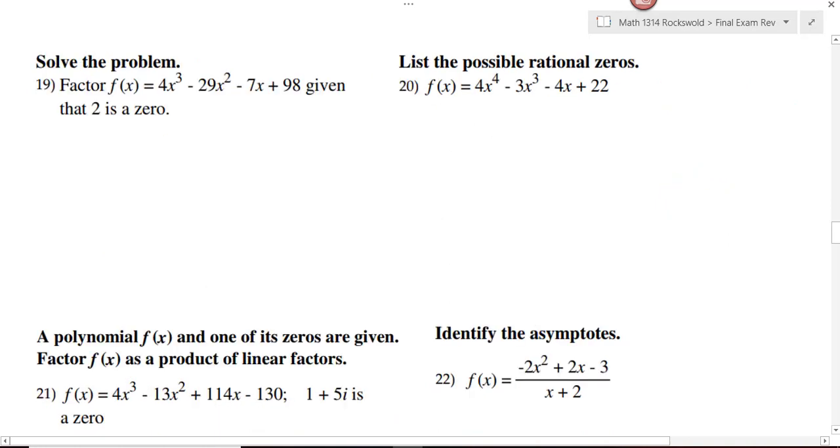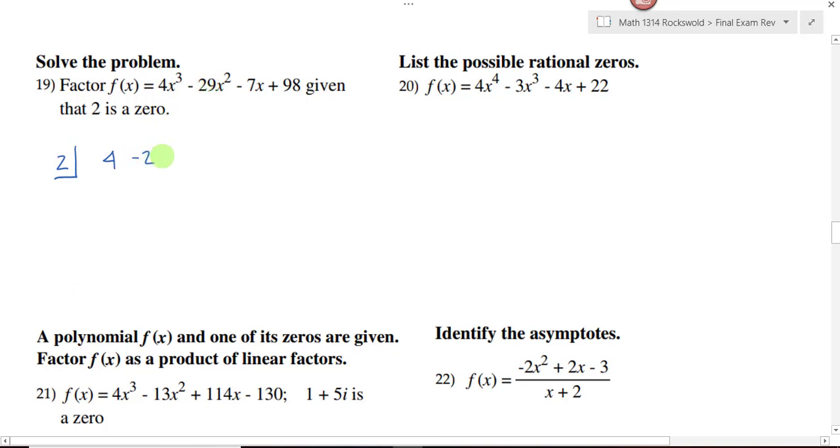Number 19. We're asked to factor this function given that 2 is a zero. How does knowing that 2 is a zero help me? This is a third degree polynomial. If that's a zero, then what must be a factor? A factor is like x plus a number, x minus a number. x minus 2 is a factor, so that means that if I take this polynomial and divide it by x minus 2, I'm going to get a quadratic. If 2 is a zero, I could use synthetic division to work this cubic function down to a quadratic.